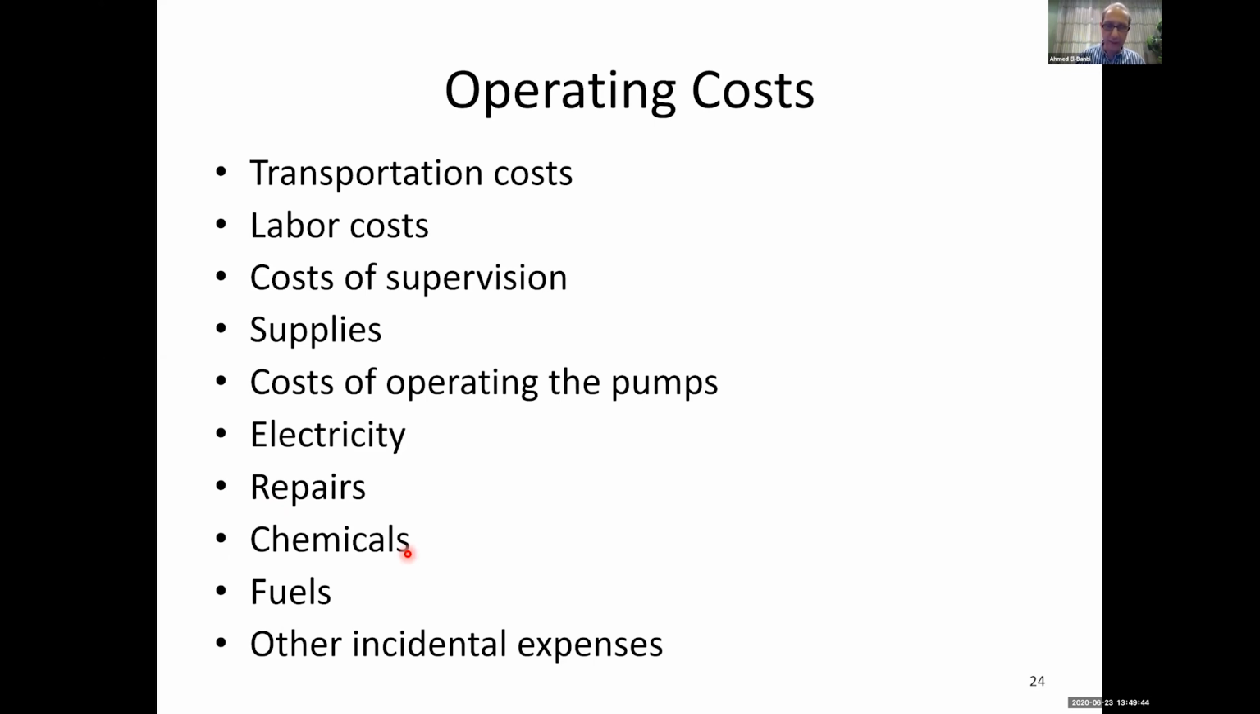Of course, it is very common for oil companies to spend a lot of money on chemicals to treat the oil and enhance its properties. Fuels is another example of operating cost and other incidental expenses. So how much are we talking about?